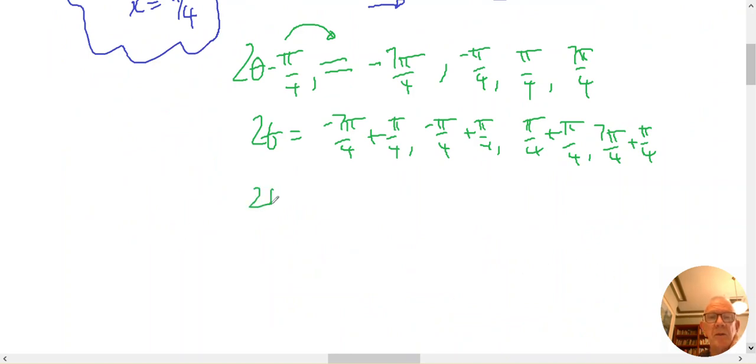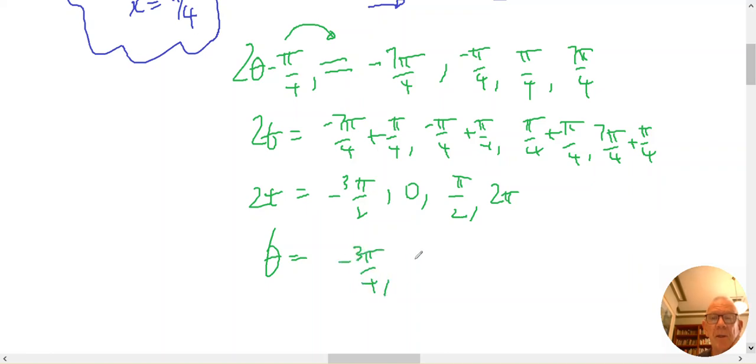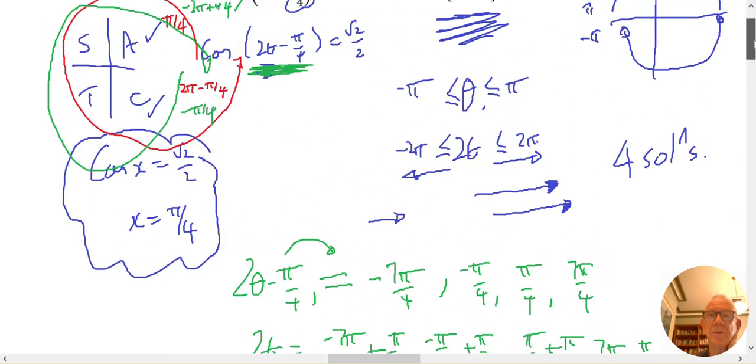Which means 2 theta equals minus 6 pi on 4, which is minus 3 pi on 2, 0, pi on 4 plus pi on 4 is pi on 2, and 7 pi on 4 plus pi on 4 is 8 pi on 4, which is 2 pi. And then theta, if you divide by 2, will be minus 3 pi on 4, 0, pi on 4, and pi. And they are my 4 answers, so I didn't lose any solutions.